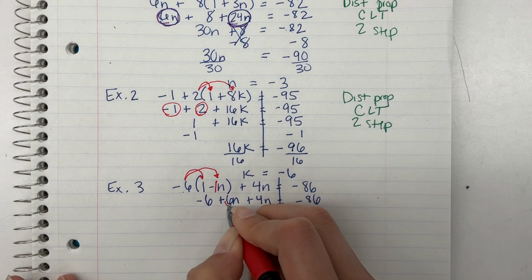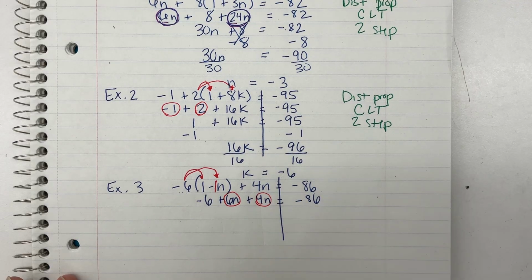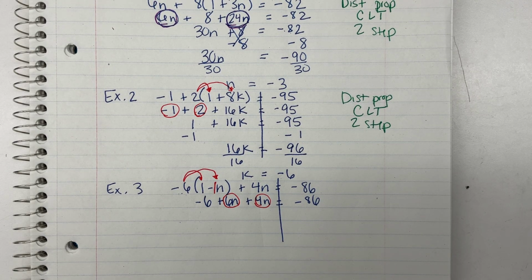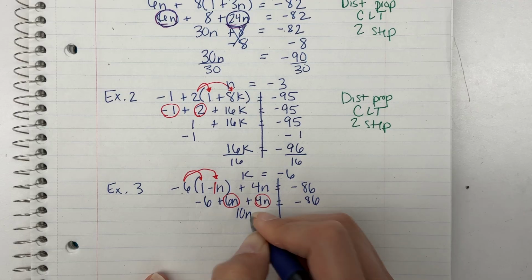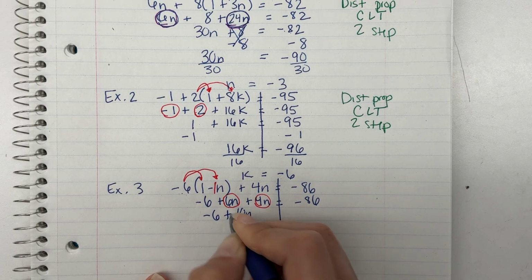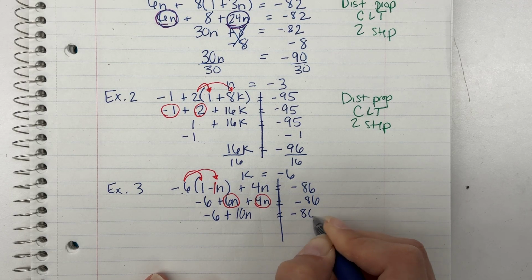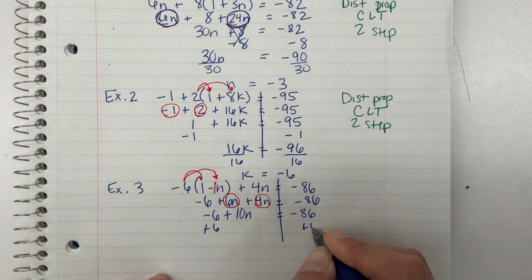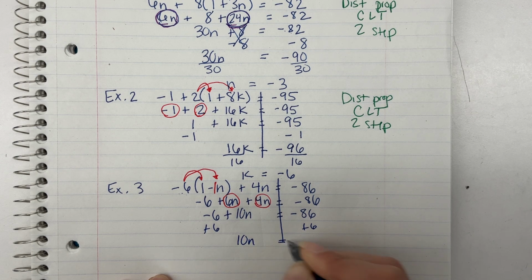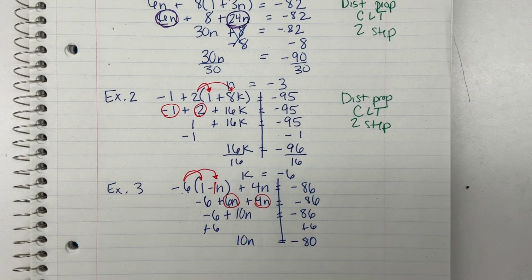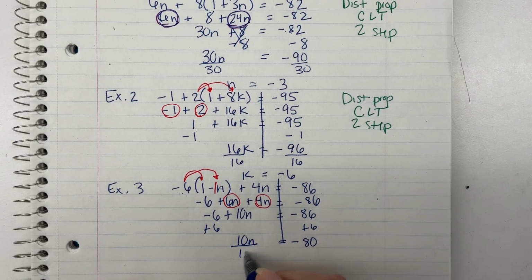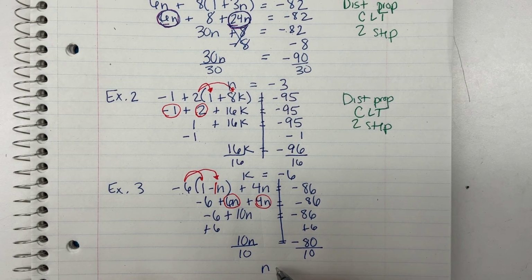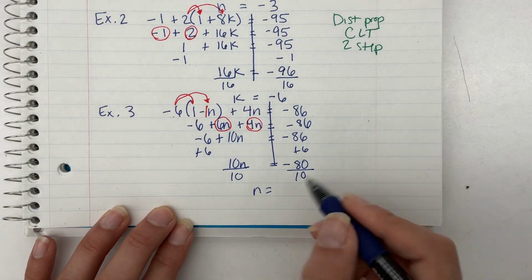So we then have 6n and 4n are both on the same team. When we combine those together, what do we get? 10n. So we bring down -6 plus 10n is equal to -86. We have a 2-step equation. We are going to add 6 to both sides. Now we have 10n is equal to -80. We are going to divide by 10, divide by 10, n is equal to -8.